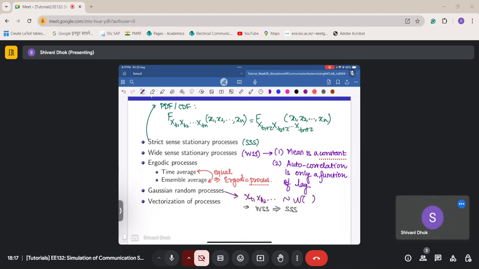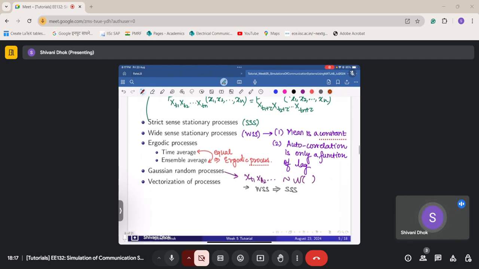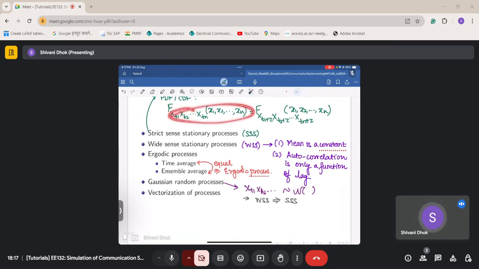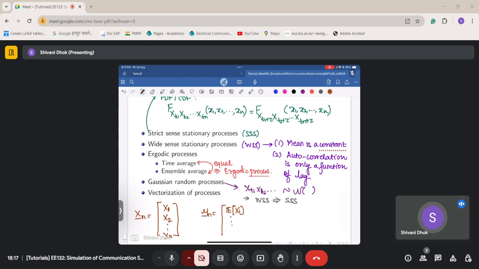After that, we looked at what is known as vectorization. We can write these random processes in the form of a random vector. Let's write X_n as a vector, that is x1, x2, and so on till xn. Then its mean mu_n can be written as another vector, that is, expectation of x1 and so on till expectation of xn. And we can write its autocovariance, or let's say autocorrelation, matrix. Let's write it like this: R_n as expectation of X_n X_n Hermitian. So that will give the autocorrelation or autocovariance matrix.